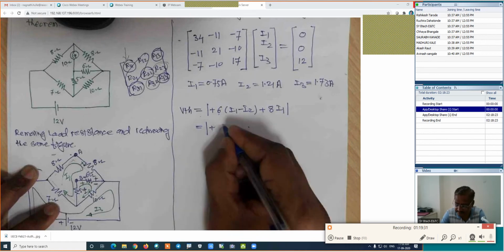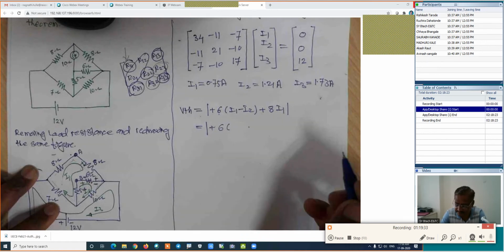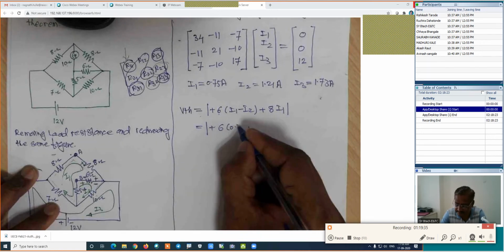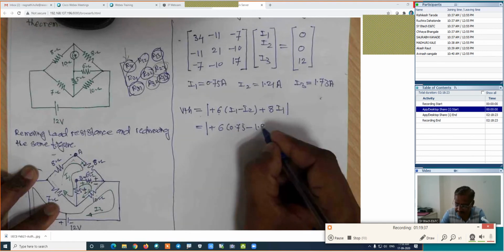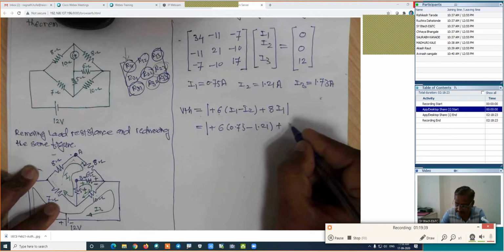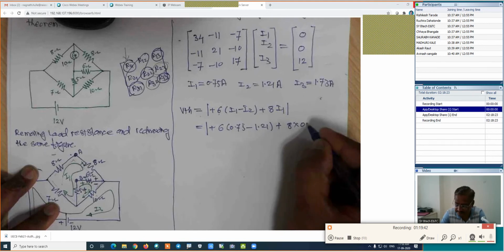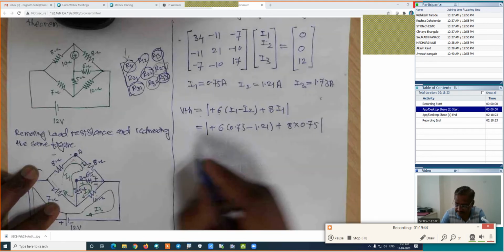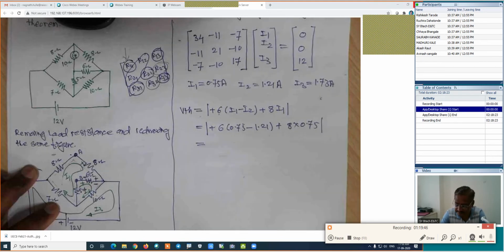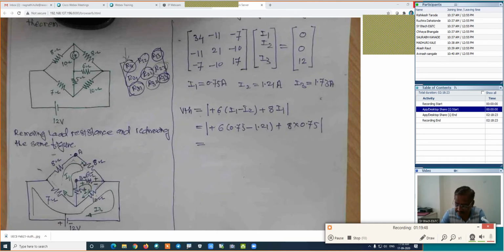Which is equal to plus 6 into I1 minus I2, which is 0.75 minus 1.21, plus 8 into I1, which is 0.7. Complete this calculation and find out the VTH, that is the Thevenin's equivalent voltage. Find out the value of VTH.